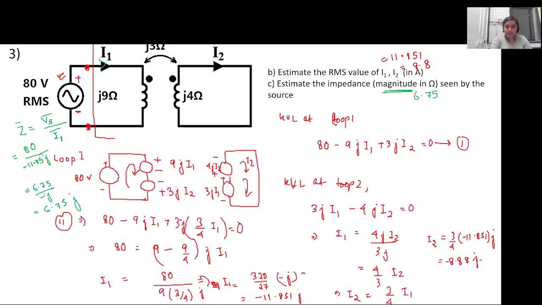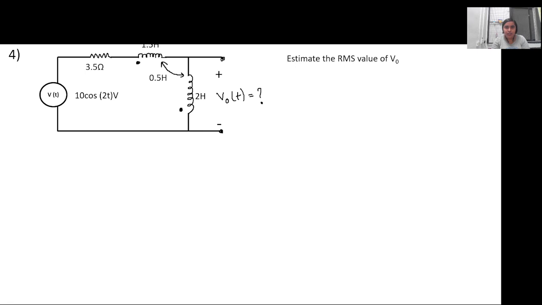Okay. Then let's move to the last problem we have for today, which is to estimate the RMS value V0. Until now you have seen two series circuits and a circuit with a primary and a secondary. In this case, there is a voltage source connected across a resistor and two inductors as shown here. These two inductors are in series with opposite dot convention. You have to calculate the voltage across this second inductor, V0.